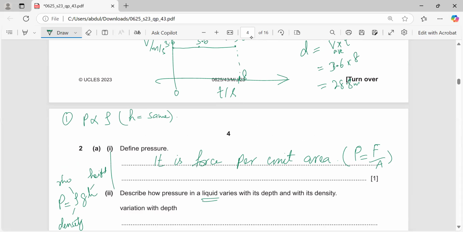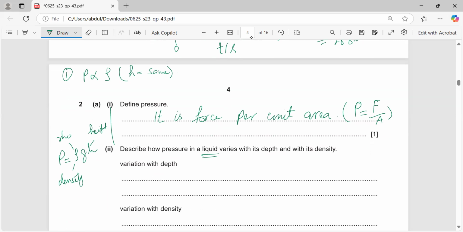If you are in a swimming pool of fresh water at a depth of 3 meters and you are in a swimming pool of seawater at a depth of 3 meters, then in the seawater you are going to experience greater force, so greater pressure as compared to fresh water. The reason is that the density of the seawater is higher than the density of fresh water.